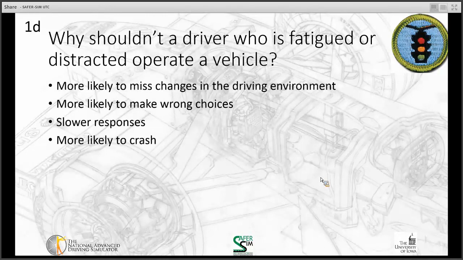So here are some of the answers that I like to give to this. When you're fatigued or distracted, you're more likely to miss changes in the driving environment. You're more likely to make wrong choices. You're more likely to have a slower response, and you're more likely to be involved in a crash. So those are some of the answers I came up with. There's a lot of other ones that can fall in there, and you guys gave some good ones. The most important one, I think in my mind, is the first one. You're more likely to miss changes in the environment. So if your eyes aren't on the road or your attention isn't on the roadway because you're tired, you're more likely to have something happen and not notice it.